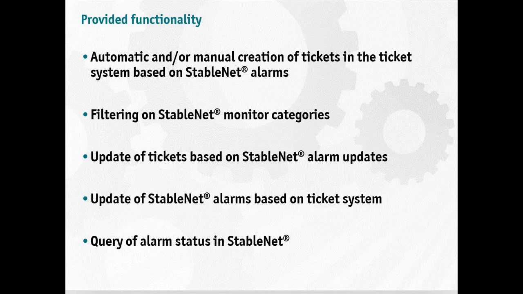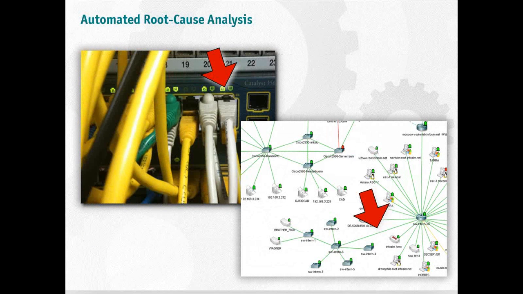Also, there is the possibility to communicate bidirectionally between the ticket system and StableNet, meaning that every time an alarm update occurs, the ticket is updated in the ticket system, and also the ticket system has an interface to update the alarms in StableNet when required. And last but not least, there is the possibility to query the status of an alarm in StableNet from the ticketing system whenever this is needed. This will round up the introduction of the ticketing system, and we'll go on to take a look at how root cause analysis works in StableNet.